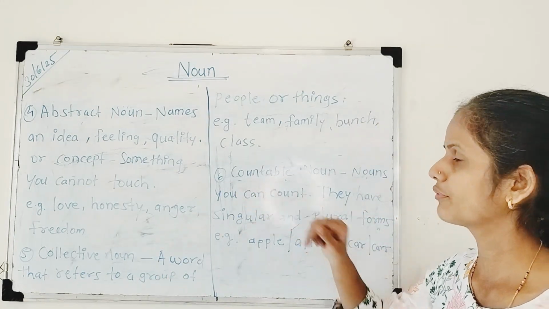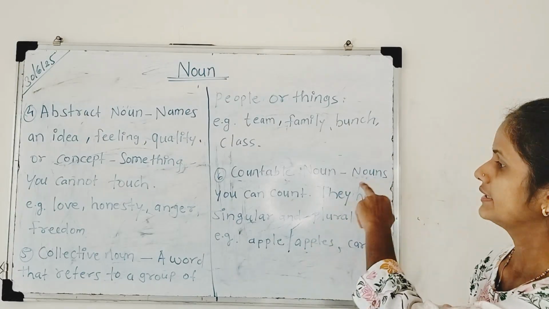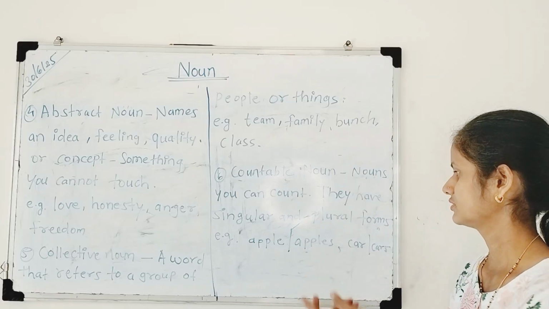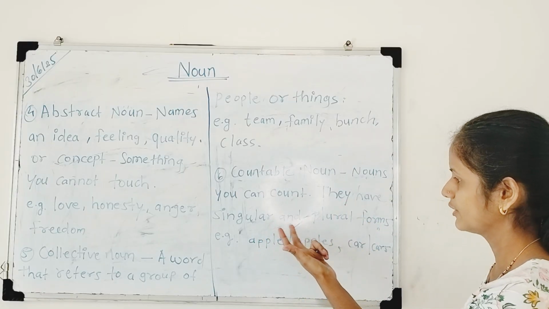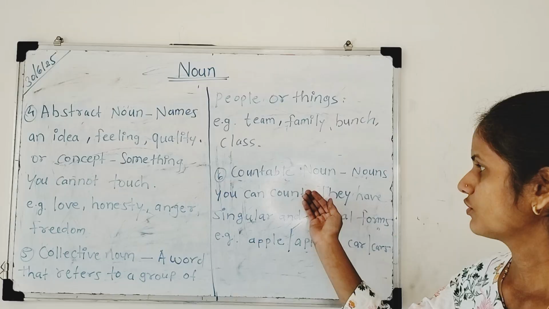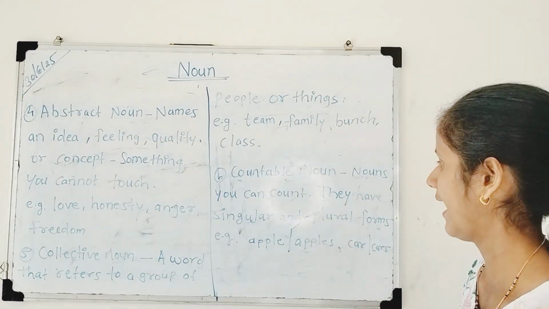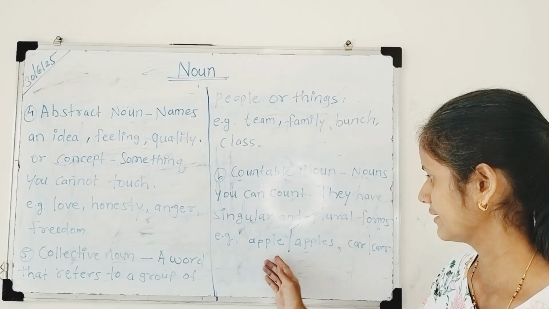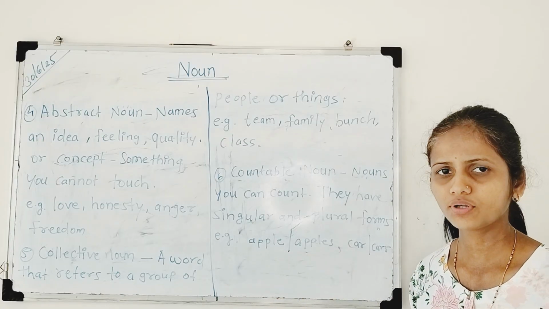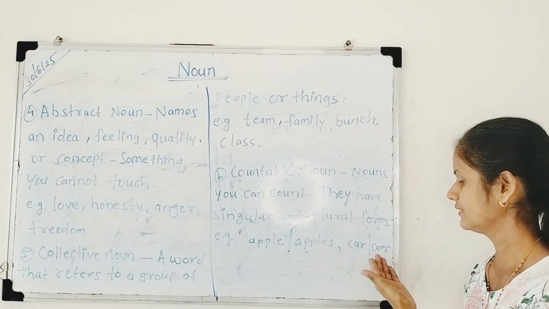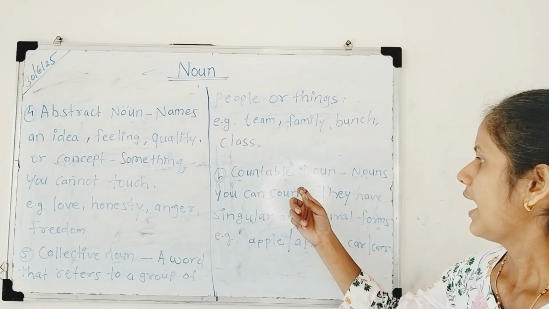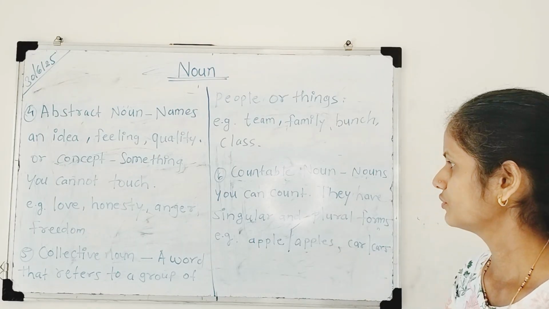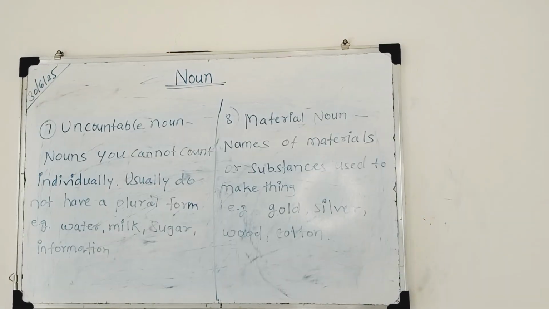Next one is countable noun. Countable noun means what? Nouns you can count. Okay. You can easily count it. Those are the countable nouns. They have singular and plural form. Okay. So the countable nouns, they have singular and plural forms. For example, apple, that is singular form. Apples, it is plural form. For example, car and cars. Okay. So countable nouns have plural and singular forms. Okay. So this is what countable noun.